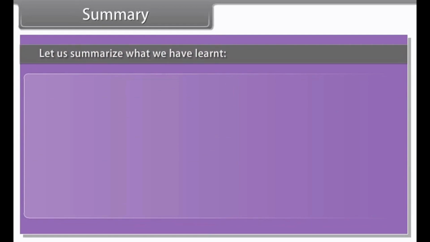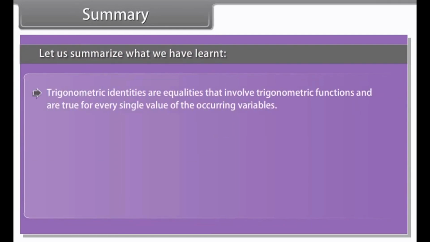Summary. Let us summarize what we have learned. Trigonometric identities are equalities that involve trigonometric functions and are true for every single value of the occurring variables.